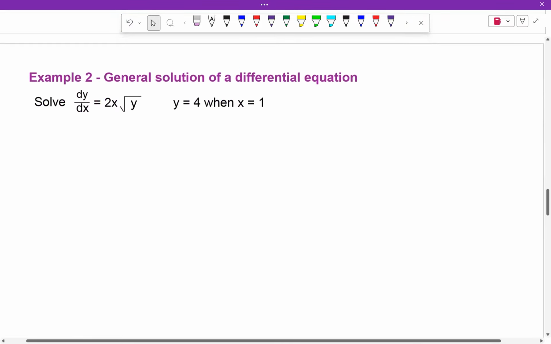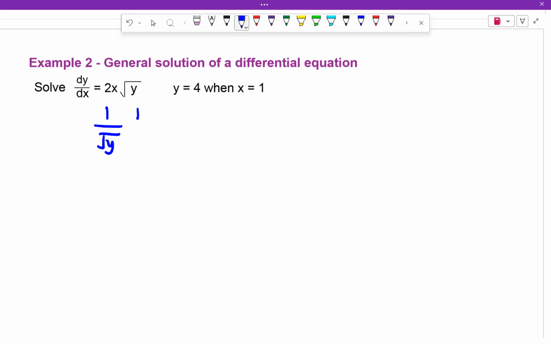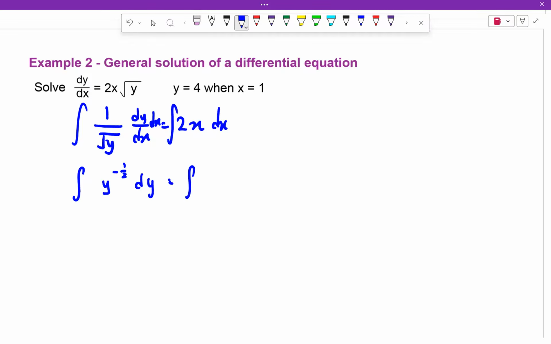Alright, let's look at the other one. Again, we have a differential equation. So again, we want to move the square root of y over. So it will be 1 over square root of y dy over dx equals to 2x over here. Do integration. So it will become integration of 1 over square root of y. I'm going to change this to indices, which is y to the power of half dy equals to integration of 2x dx. So here, we add 1 and after that, it will become 2y. And then it will be 1 over 2 equals to x squared plus c.